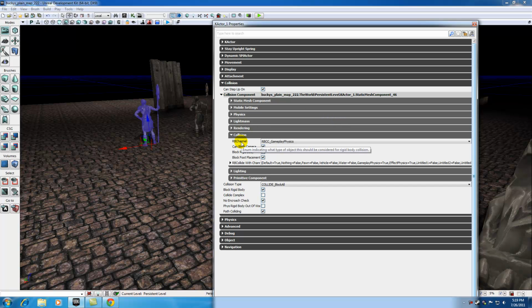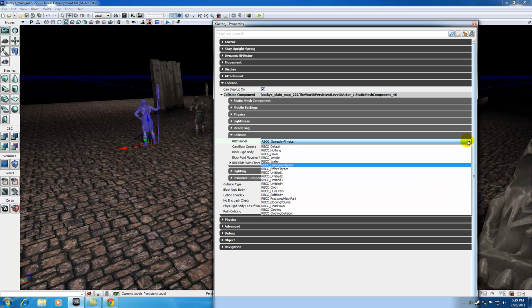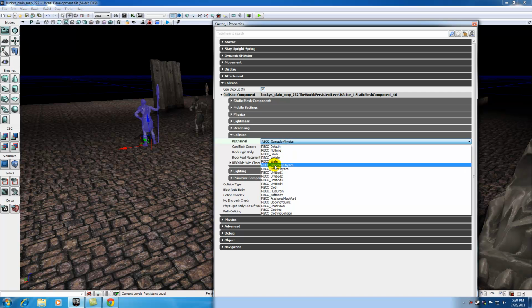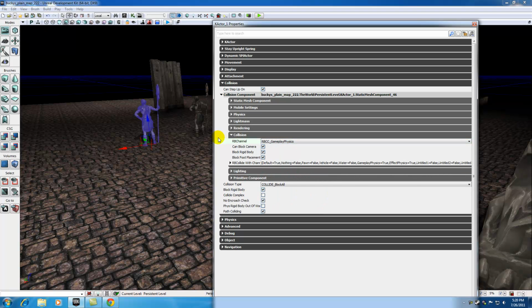Now the RB channel is basically, for every object, you can pretty much give it a family, and whenever an object belongs to a family, let's take a look at some of these families, like default, gameplay, physics, cloth, you give it a family, then other objects know how to interact with it. For example, you can tell your object, only be affected by cloth, and if this object was a cloth object, then other objects would be affected by it. So pretty much grouping it into a family.